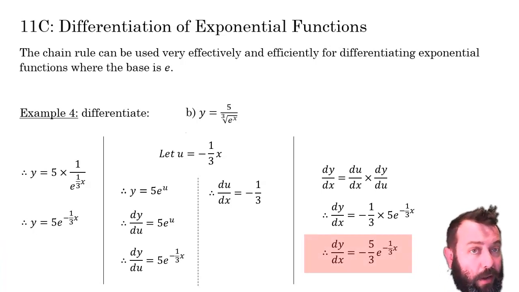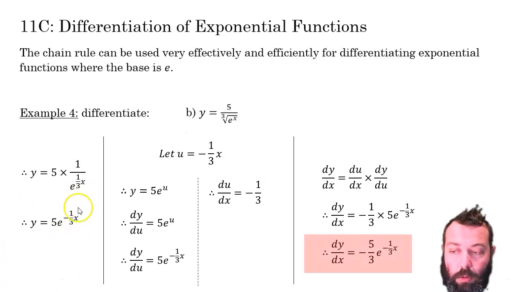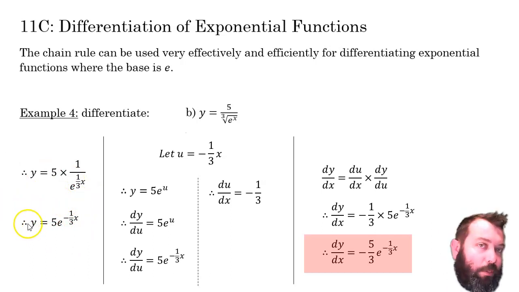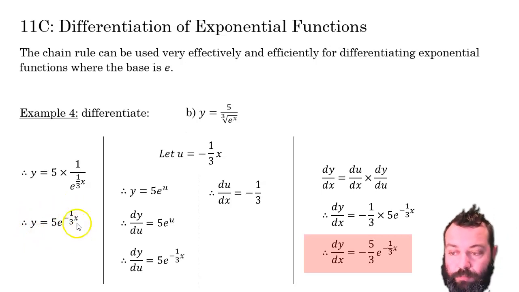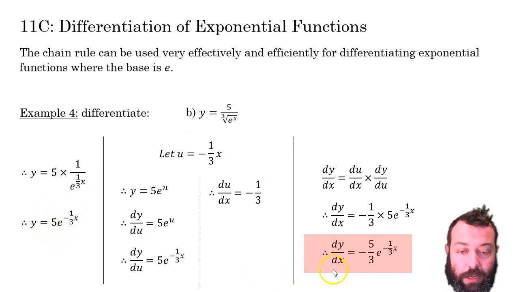Coming back to that abbreviated rule here, once I've written my function in this sort of form, e to the power of x in some sense, the derivative of this is a negative third. Multiply that by the original function, so it's negative 5/3 e to the negative 1/3 x.